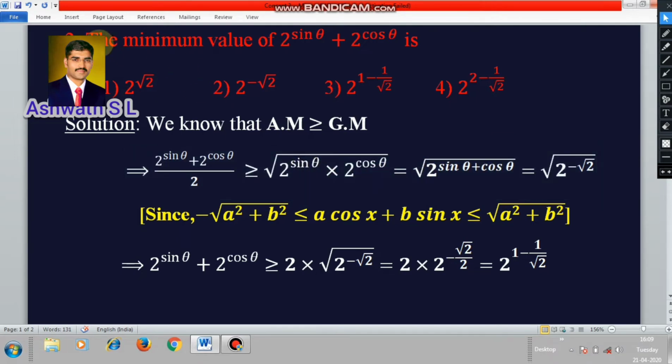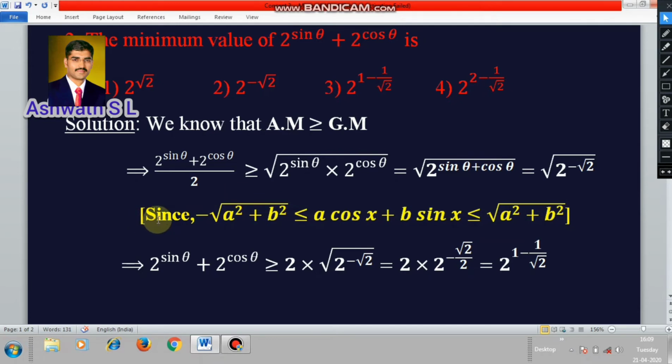Now the question is to find the minimum value. Students, you must observe carefully. Here we arrive at 2 power (sin theta plus cos theta). So I can think of the minimum of sin theta plus cos theta first. That is an earlier result you might have studied in the chapter trigonometry at the beginning. Usually a cos x plus b sin x lies between minus the square root of a square plus b square and plus the square root of a square plus b square. It means the maximum value of this expression is square root of a square plus b square, that is plus. The minimum value is minus square root of a square plus b square.